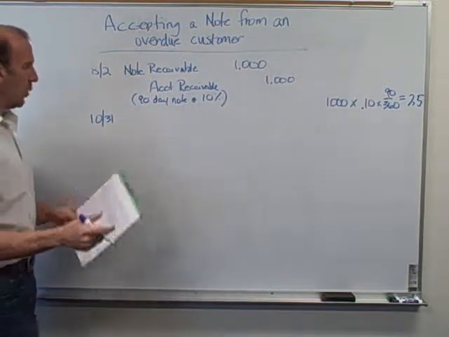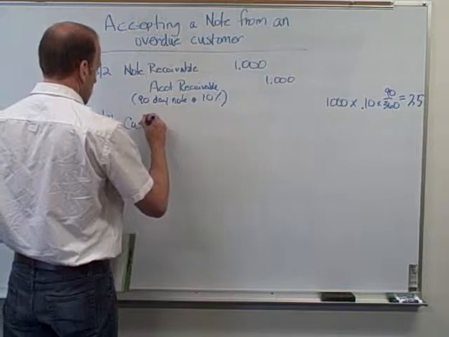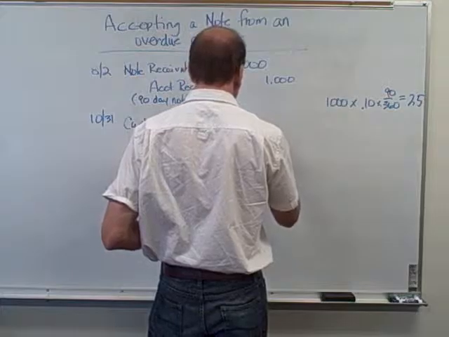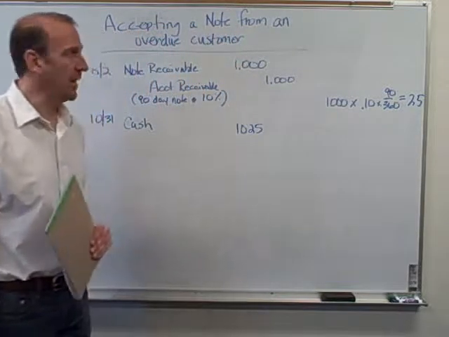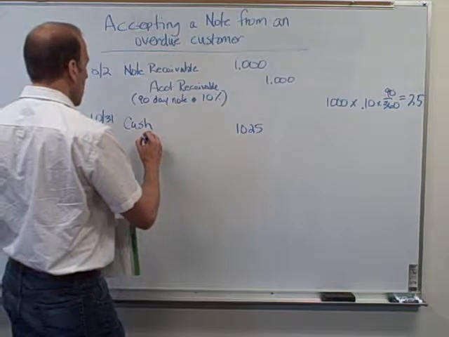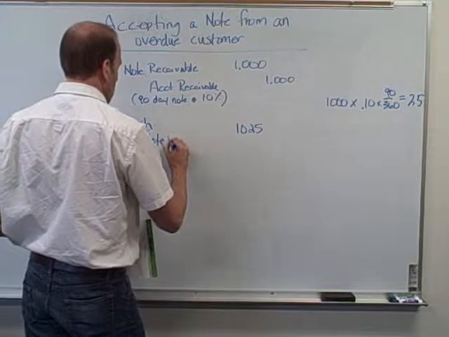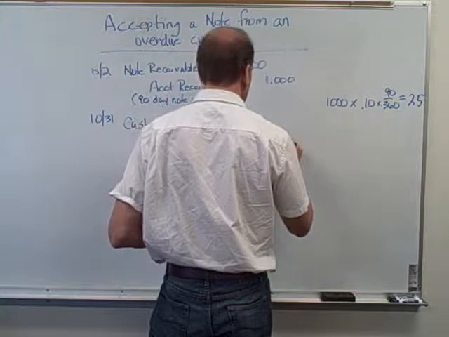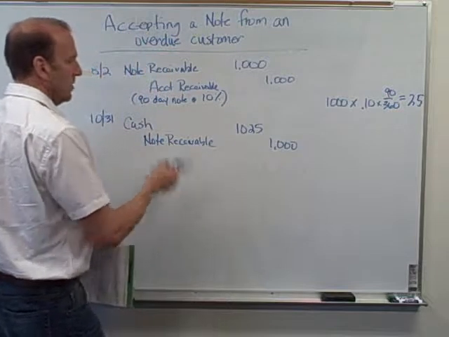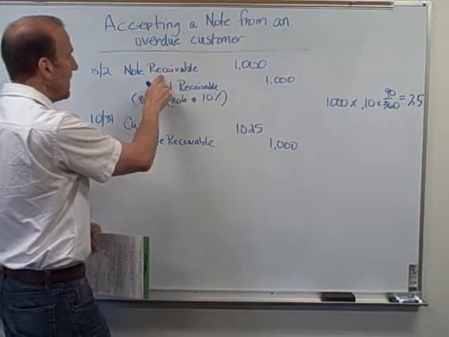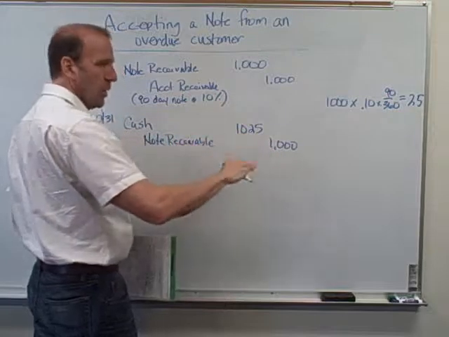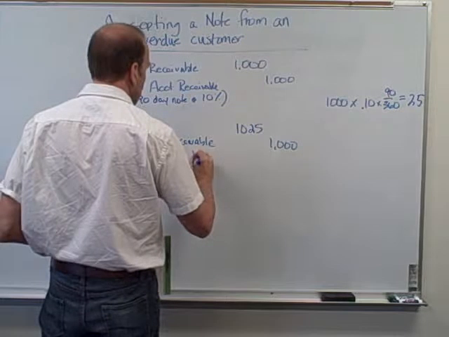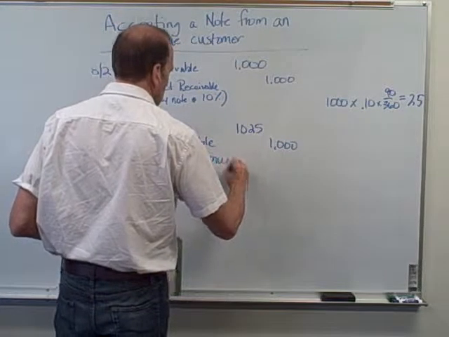So now, what's going to happen is on October 31st, we will get $1,025. So that's our debit. Our credit is to note receivable of $1,000. And then our journal entry is not in balance because we have to eliminate this. We're eliminating this debit by crediting it, so now they don't owe us any money. And then we've got our interest revenue, which we just calculated off to the side there, $25.